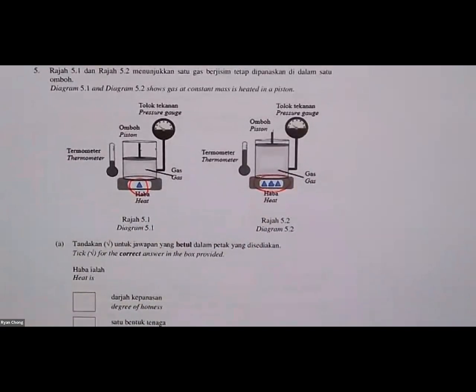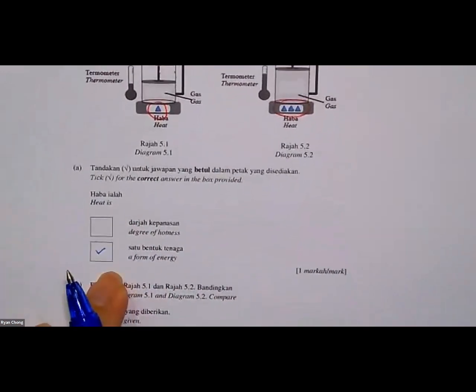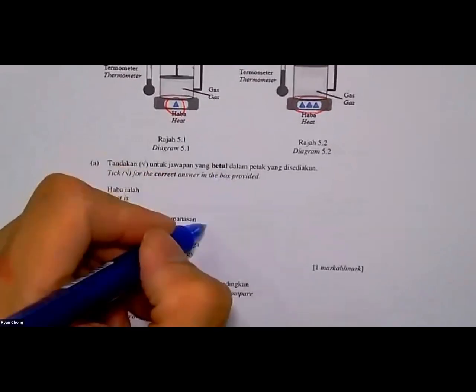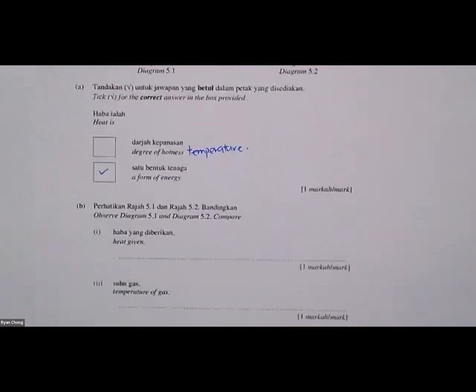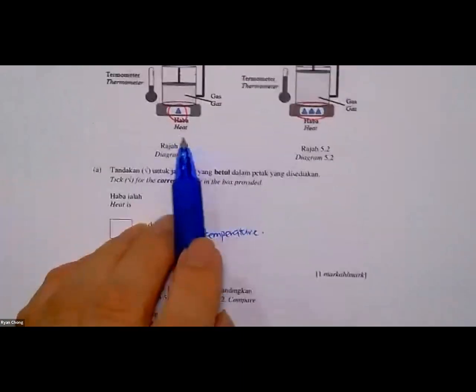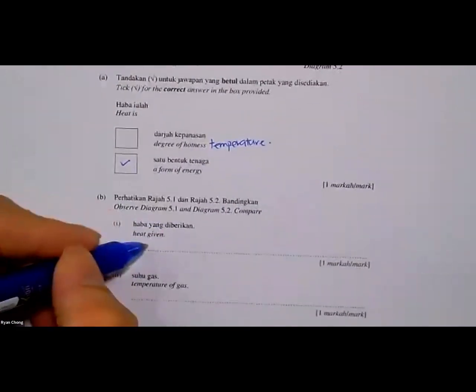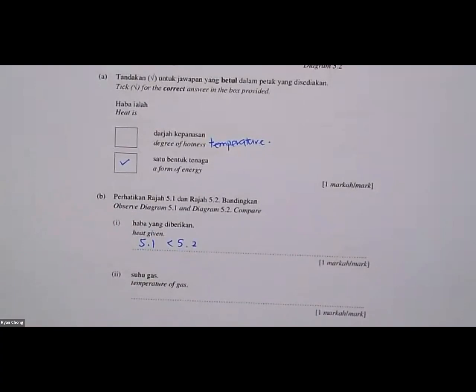So now, heat is what form of energy? When you say degree of hotness, this is temperature. Next one. Compare 5.1 and 5.2. The heat given, as I told you, 1 fire, 3 fire. So 5.1 is less than 5.2, or you write 5.2 is greater than 5.1, also can. But one important thing is, can you write in symbol? Allowed, no problem. But if you worry, then you use a full sentence: diagram 5.1 provides less heat than 5.2. Can, but very long.